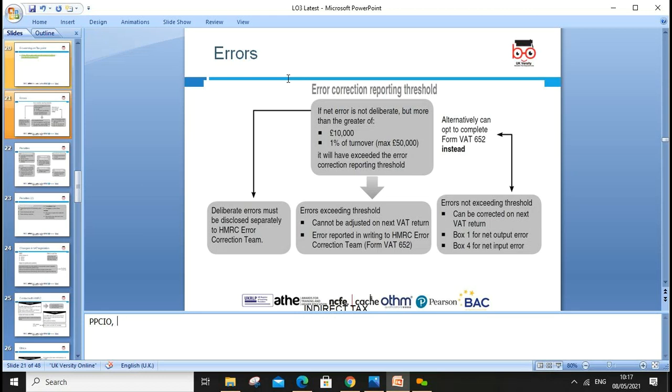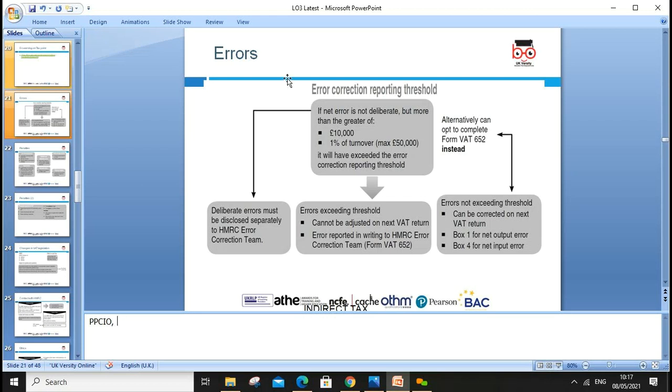Deliberate errors must be disclosed separately to the HMRC error correction team. An error exceeding the threshold cannot be adjusted on the next VAT return; it must be reported in writing to the HMRC error correction team. We need to fill in Form VAT 652. An error not exceeding the threshold can be corrected in the next VAT return.